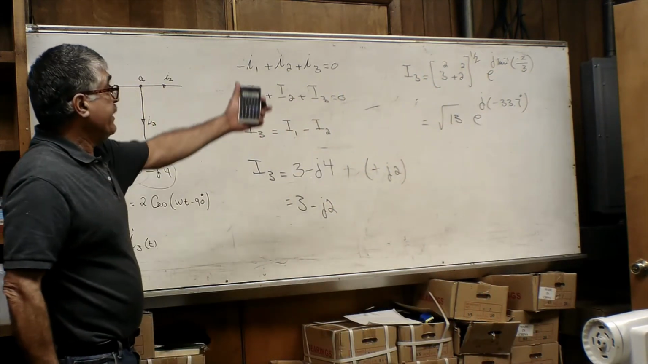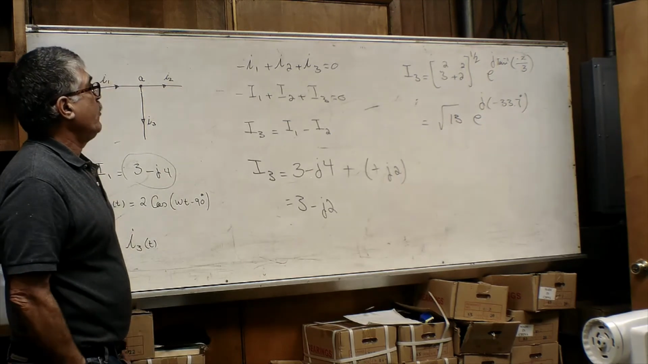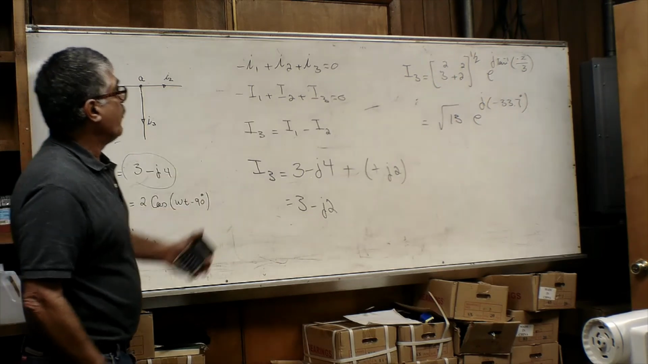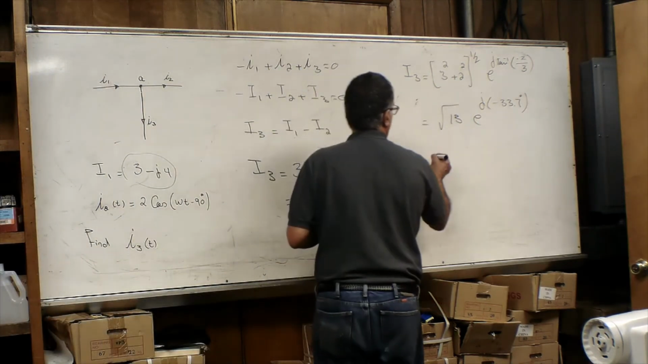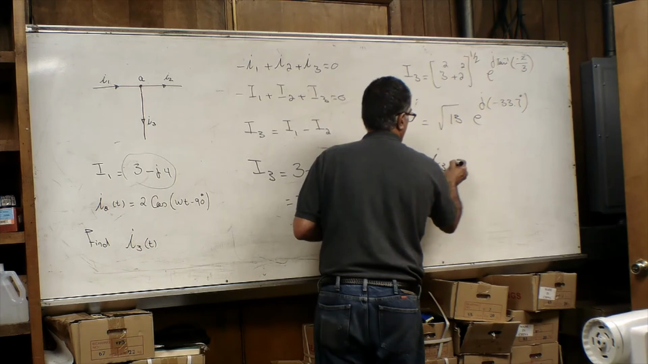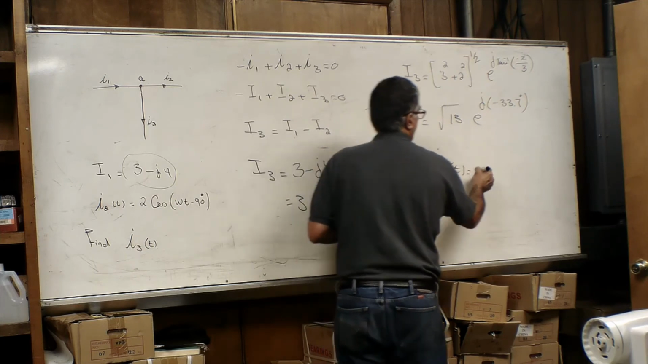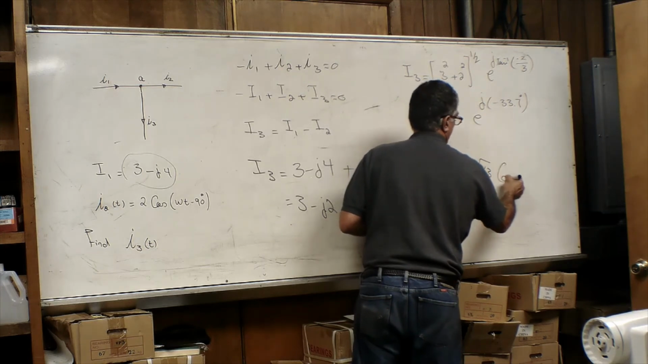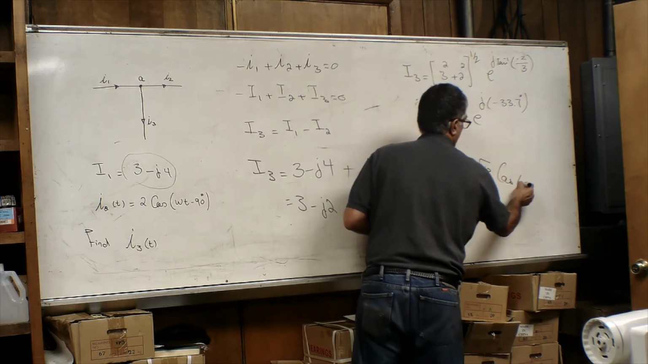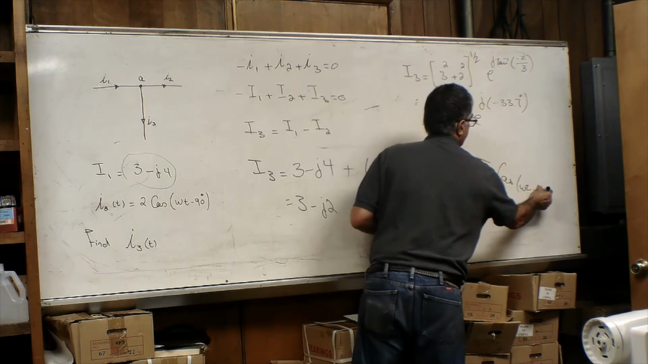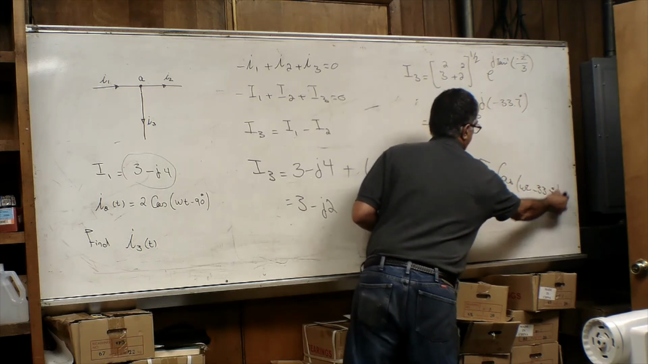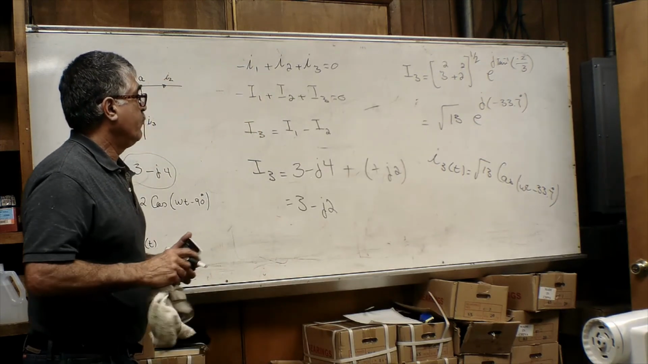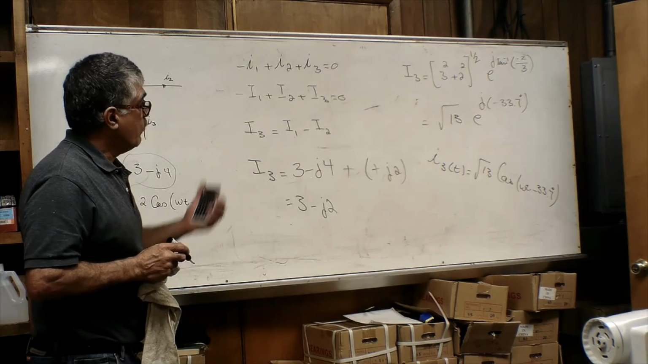Now that we have that in exponential form, we can write the time expression for I3 as equal to the square root of 13 cosine of omega t minus 33.7 degrees. So that is also the time expression for I3.